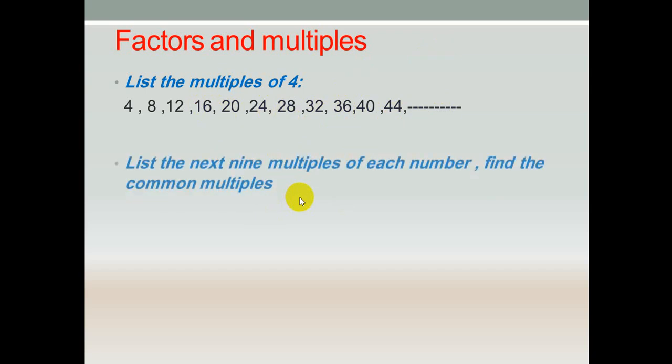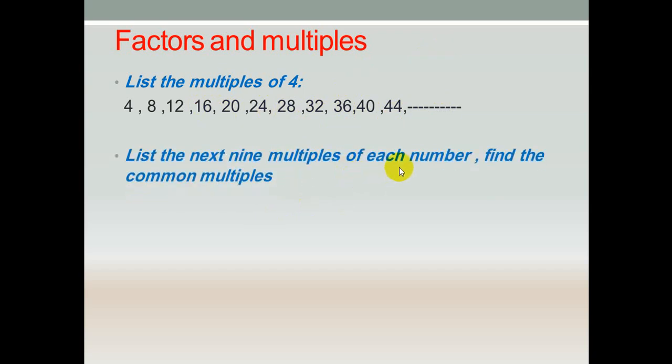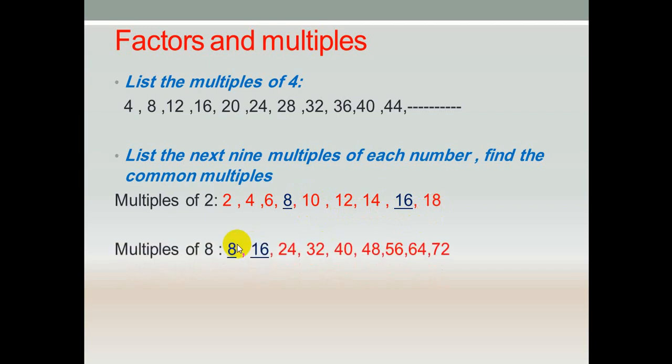List the next 9 multiples of each number. Find the common multiple between two numbers. Multiples of 2: 2, 4, 6, 8. Every time we add 2. Multiples of 2: 2, 4, 6, 8, 10, 12, 14, 16, 18. And the multiples of 8: 8, 16, 24, 32, 40, 48, 56, 64, 72. These are the 9 multiples, okay?